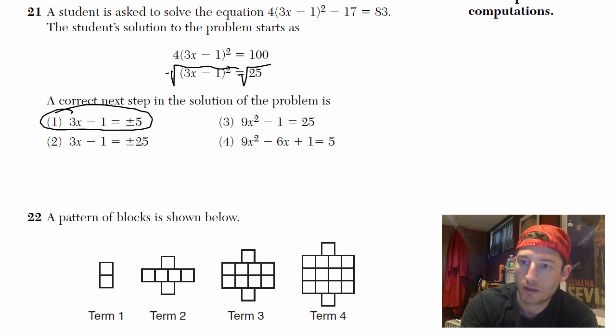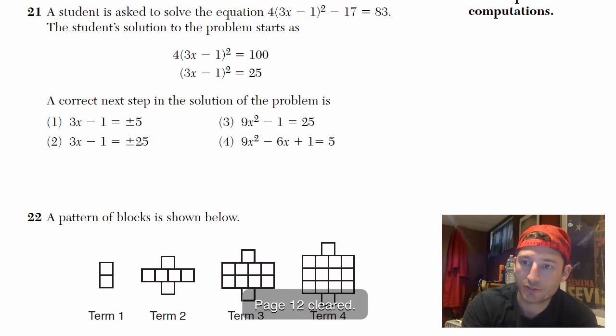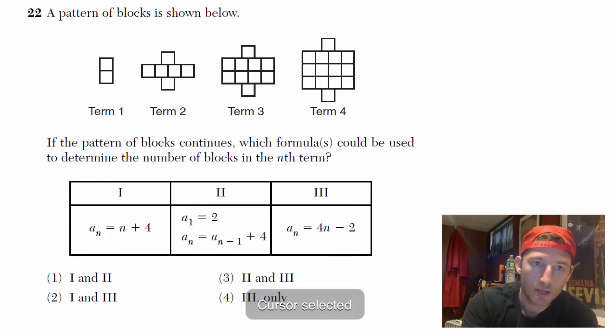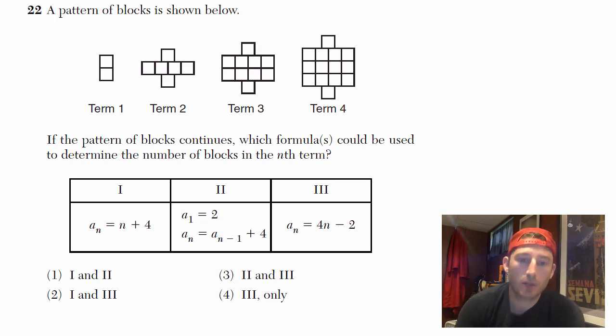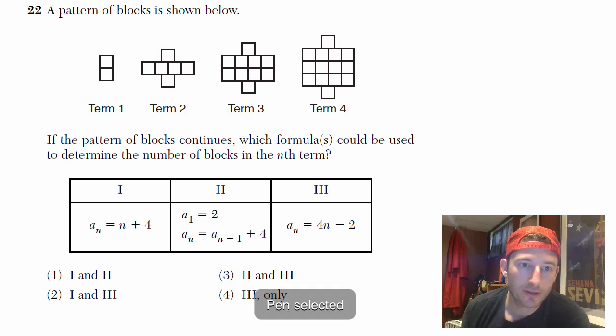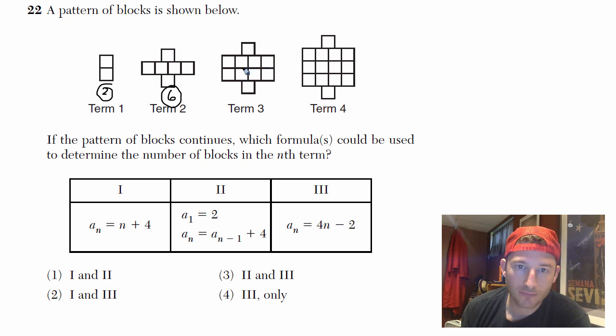Okay. Next one. Number 22. 22 says, a pattern of blocks is shown below. If the pattern of blocks continues, which formula could be used to determine the number of blocks in the nth term? So, first of all, I'm going to write down how many blocks are actually in each one. So, in this one, we've got 2 blocks. 4, we got 6. This one we got 4, 8, 9, 10. And this one we have 4, 8, 12, 13, 14.